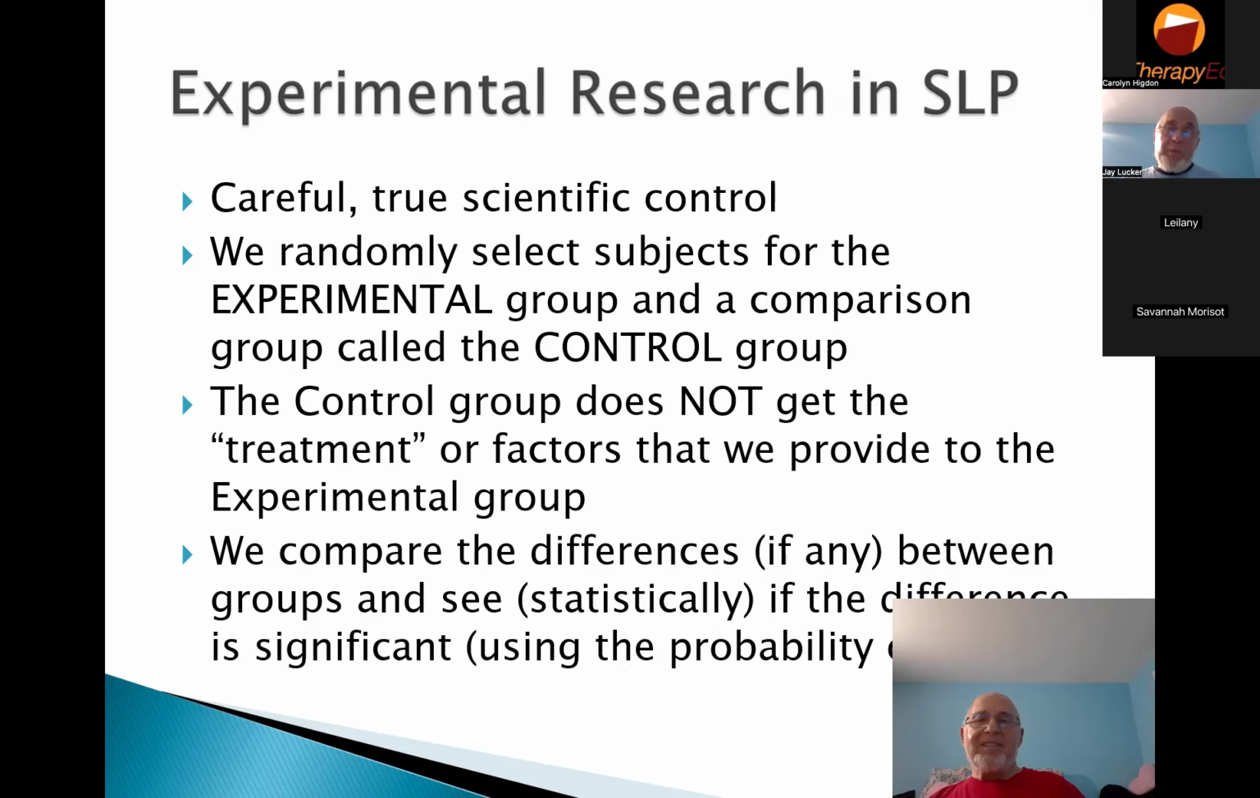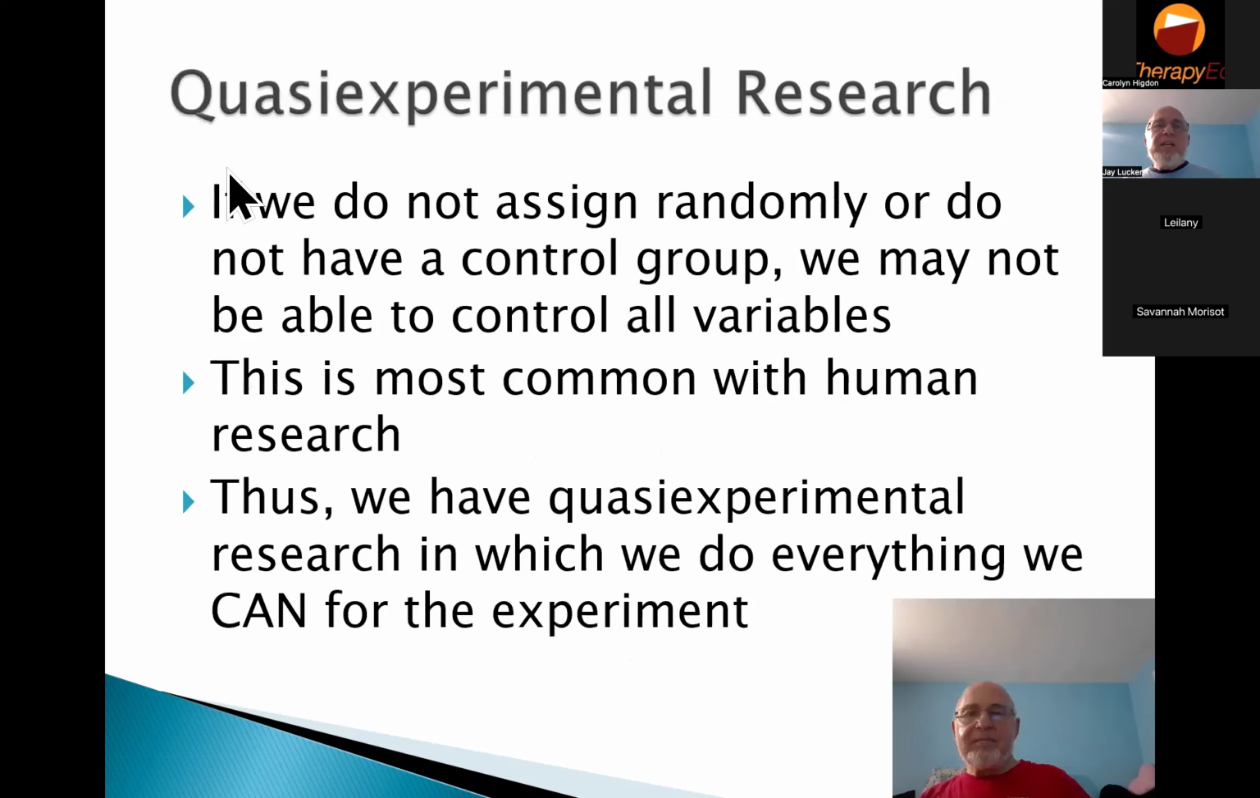Our hope is that our experimental group does better, which is what we want. Or it could be that I don't want the experimental group to win. I want the control or comparison group to do equal or better, which means that whatever I'm experimenting with doesn't really work better than whatever else we normally do. With human beings, we can't control all variables. So what we get is called quasi-experimental research.